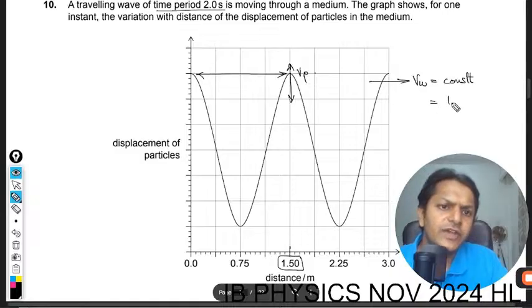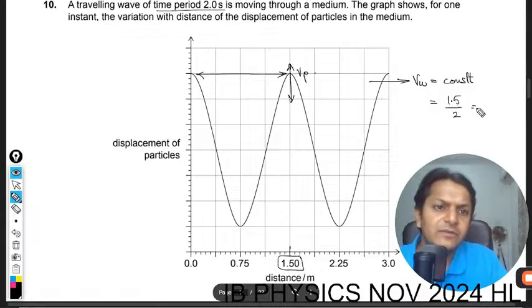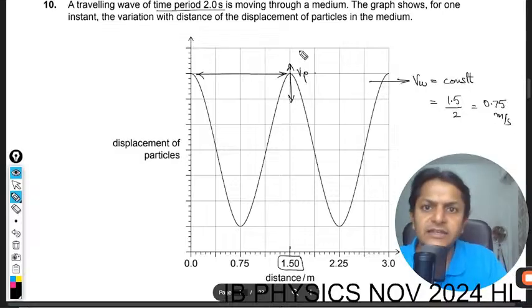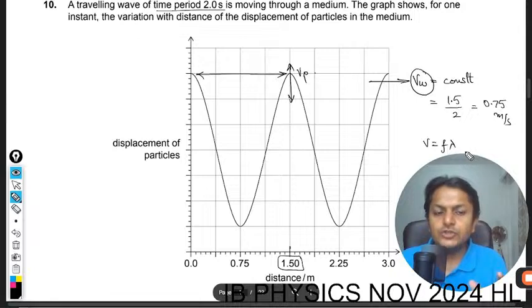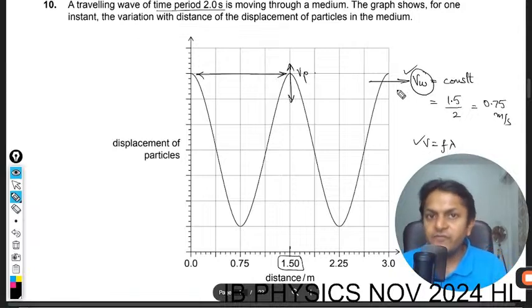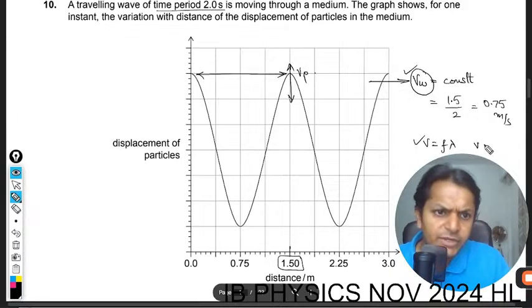So the velocity of the wave will be lambda by t, which is 3 by 4, so 0.75 meter per second is the velocity of the wave. Do you get it? So this is actually v is equal to f lambda. We can use the same formula. This formula is valid for a wave, and we are indeed talking about the wave. So if you use the formula v is equal to f lambda, there will be no problem here.